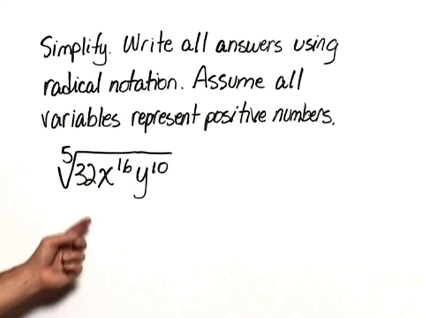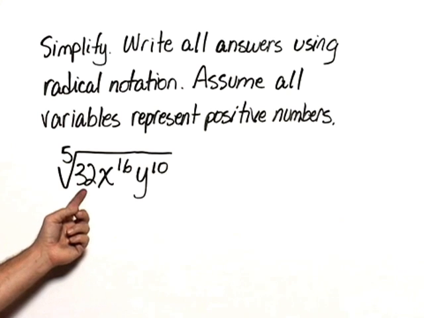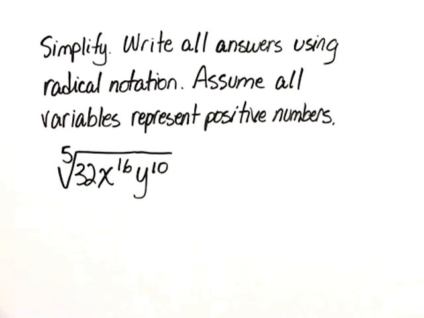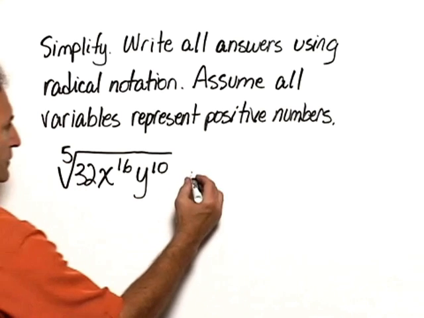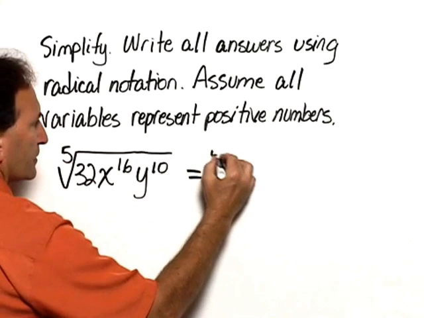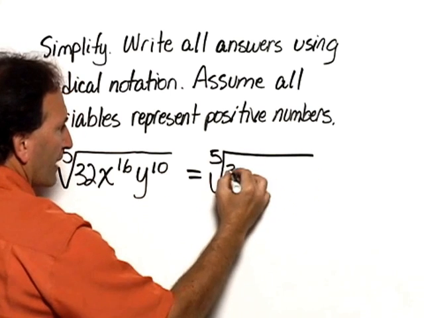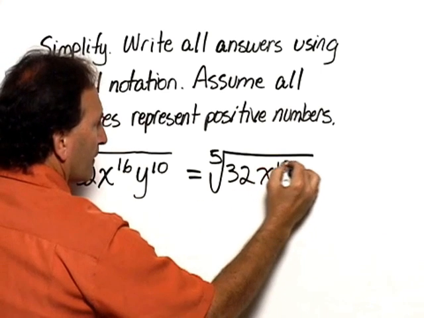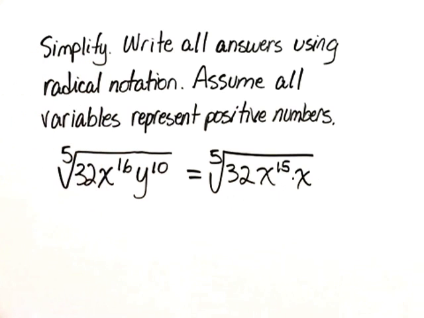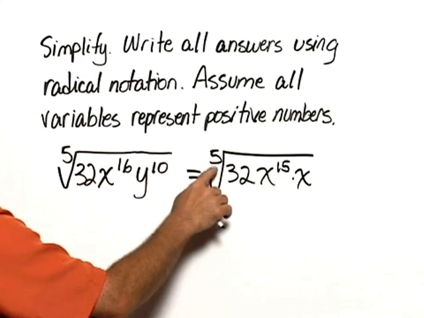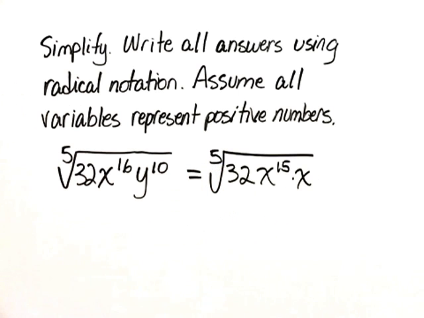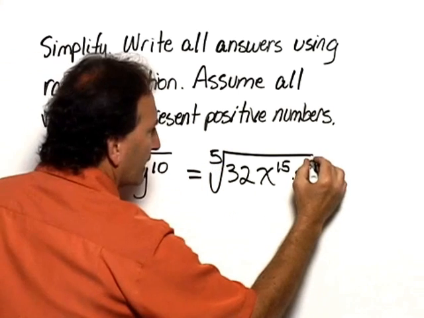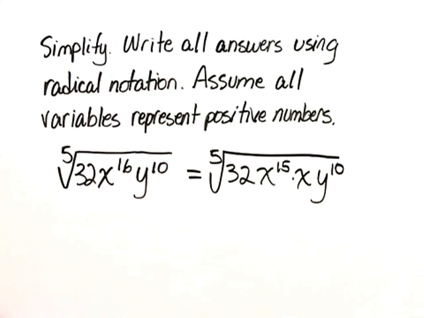So what we're interested in looking for are numbers that are perfect roots of 5. Well, of course, 32 is, so we can leave that as it is. We have the fifth root of then 32. Now, x to the 16th, we're going to rewrite that as x to the 15th times x. That's because x to the 15th is a perfect fifth root. And then y to the 10th we leave as is because that also already is a perfect fifth root.